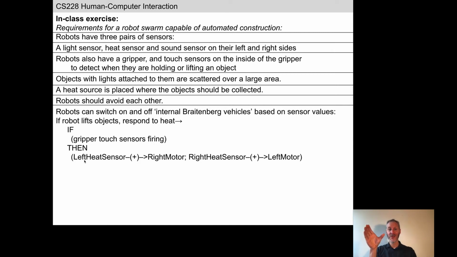If that's true, in the then clause, we're going to trigger a particular Braitenberg vehicle. So basically you can think of each robot in the swarm as acting temporarily as a particular Braitenberg vehicle. And which vehicle it is depends on its sensor values. So in this case, if it's holding an object, it's going to connect the heat sensors contralaterally to the motors with positive connections, excitatory connections. So if it's holding the object, how will the robot react to heat in this case?